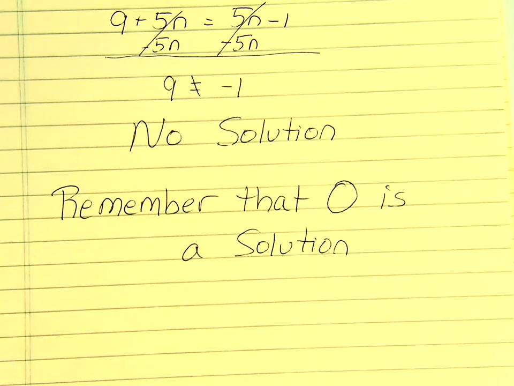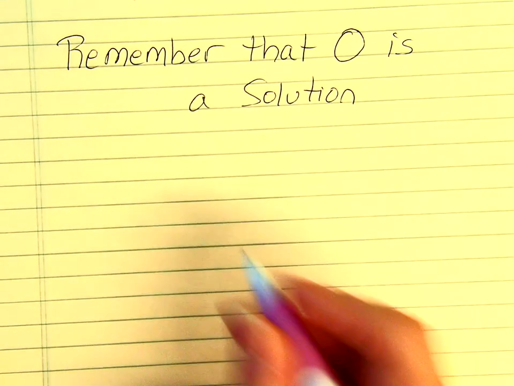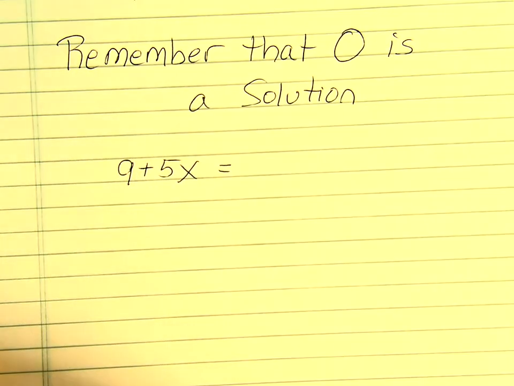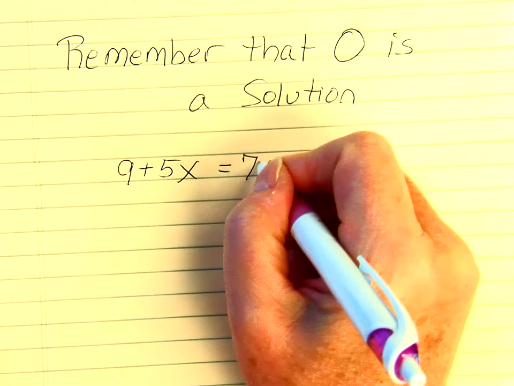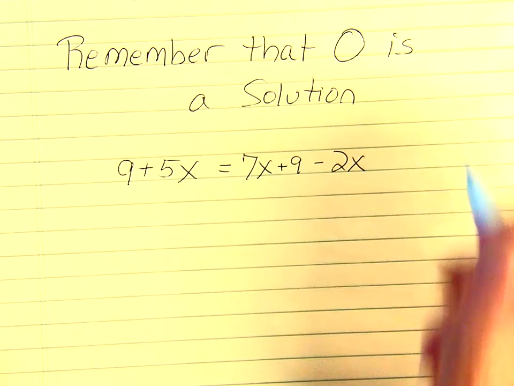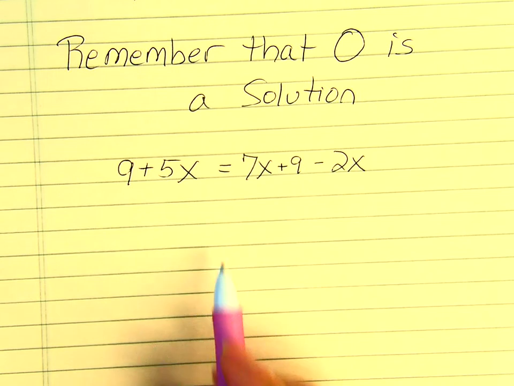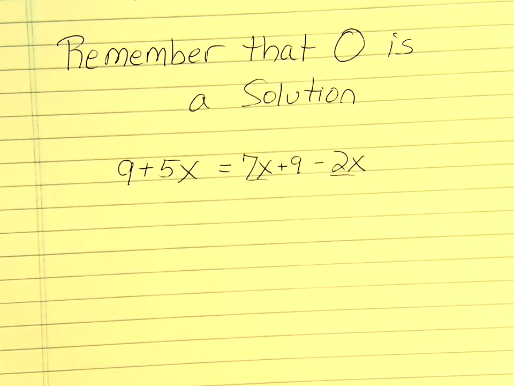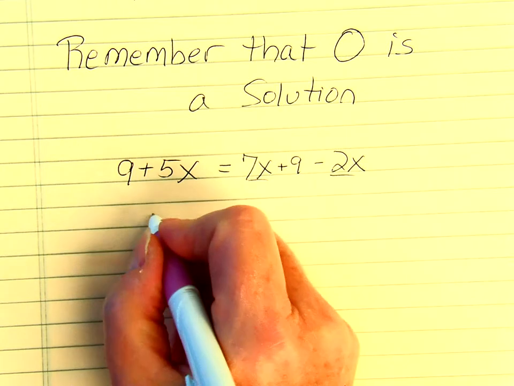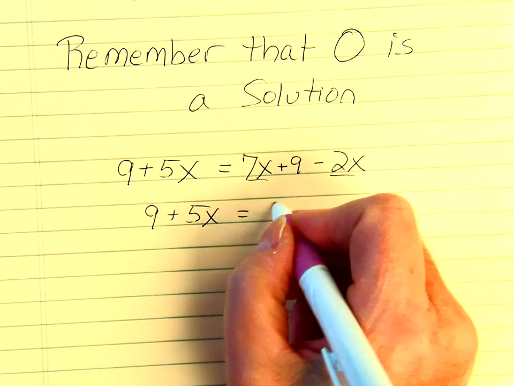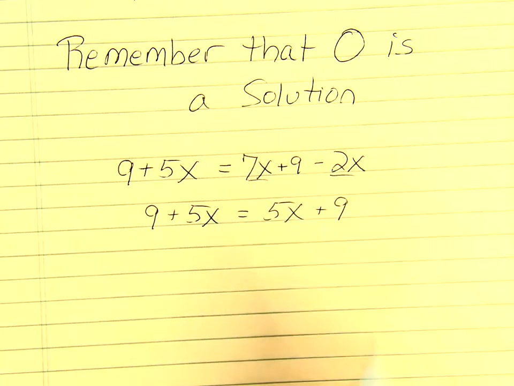Okay, thank you, helper. Next we're going to look at a problem. 9 plus 5x equals 7x plus 9 minus 2x. So the first thing I'm going to do is on my right-hand side, I've got two variable terms that I'm going to combine. So that'll give me 9 plus 5x, and 7x minus 2x is 5x plus 9.